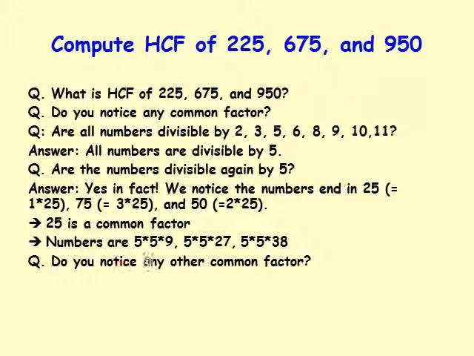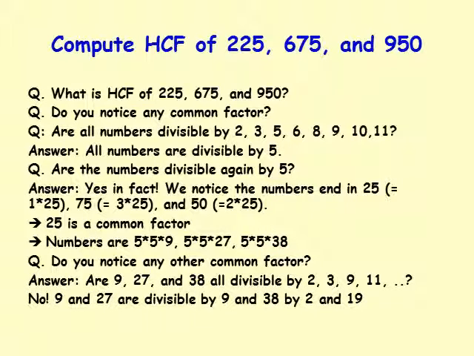Do you notice any other common factor from here? So 9 is divisible by 3 and 27 is divisible by 3. 9 is divisible by 9 and 27 is divisible by 9. But 38 is not divisible by either 3 or by 9. It's divisible by 2 and by 19.